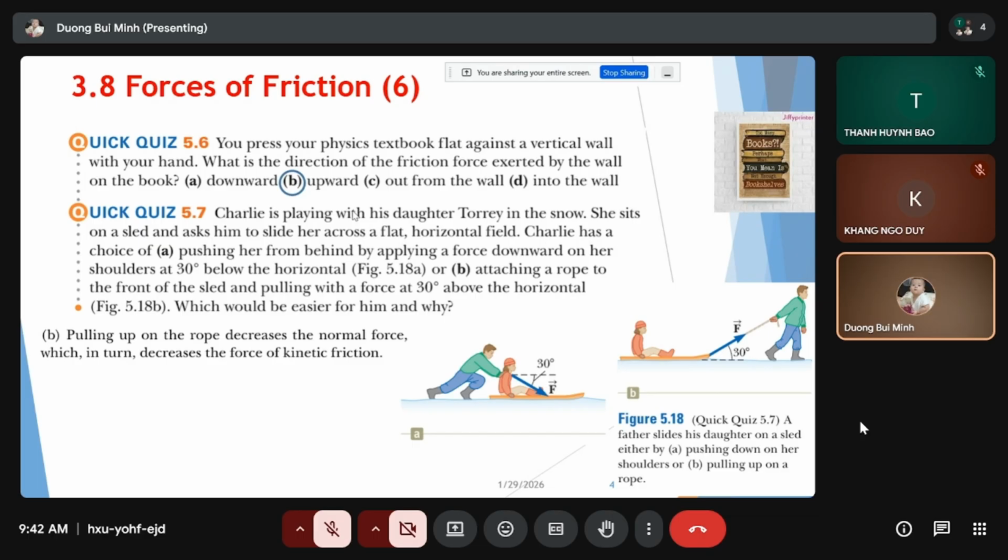And we have the x-axis. If the object starts to move, that means Fx must be at least equal to the friction force. And Fx is F times cosine 30 degrees. I mean the magnitude.